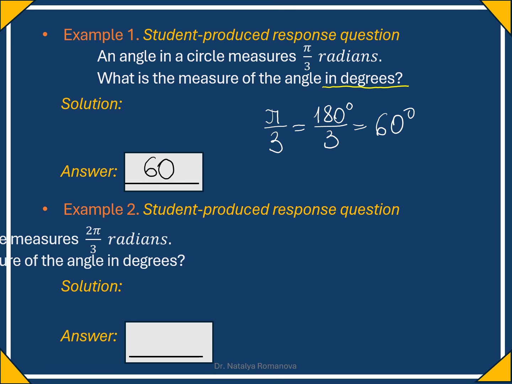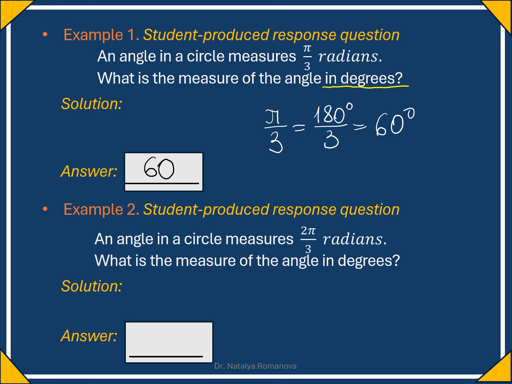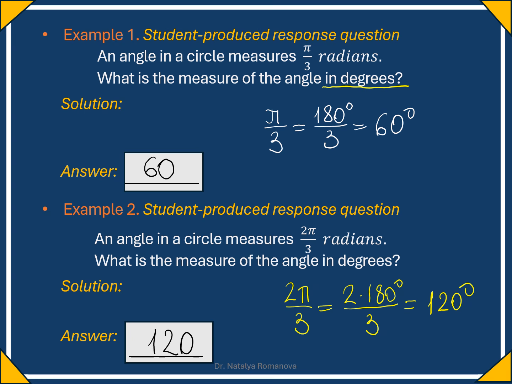We're going to find the solution for example 2. We will convert 2 pi over 3 to degrees. So it is 2 times 180 degrees divided by 3. It is 120 degrees. Our answer box: 120. See, it is how simple hard math can be with this clever trick.